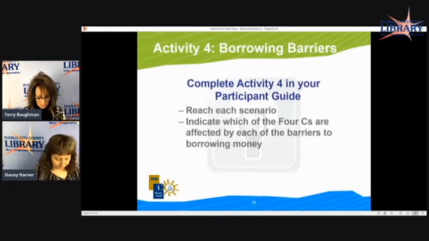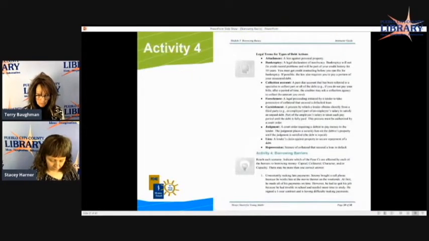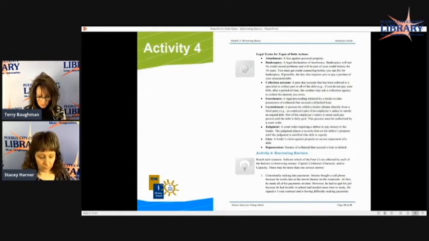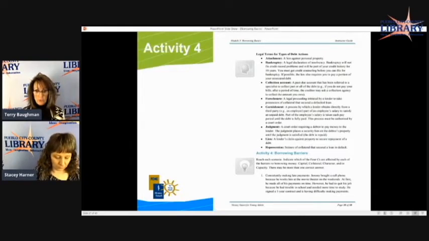Number 1 is consistently making late payments. Jeremy bought a cell phone because he works late at the movie theater on weekends. At first, he made all of his payments on time. However, he had to quit his job because he had trouble in school and needed more time to study. He signed a 1-year contract and is having difficulty making his payments. He has made late payments for the last 3 months. So, of the 4 C's, capital, collateral, character, and capacity, what do you think is going to be affecting this decision in this scenario that has happened to Jeremy?